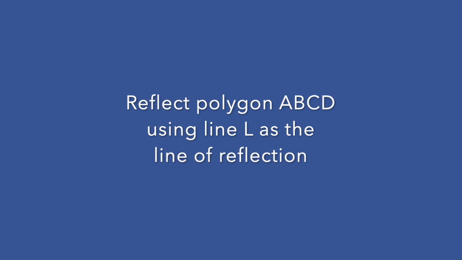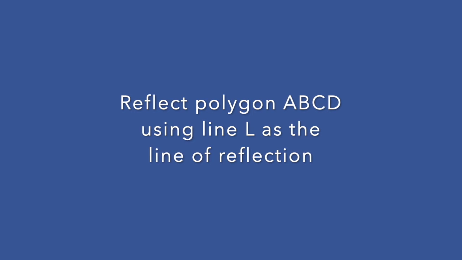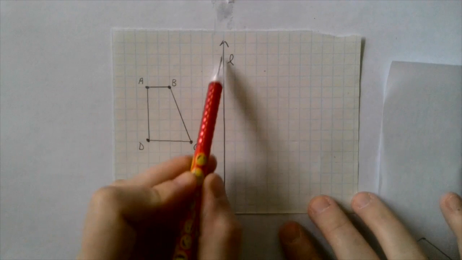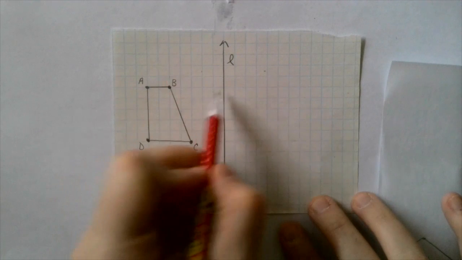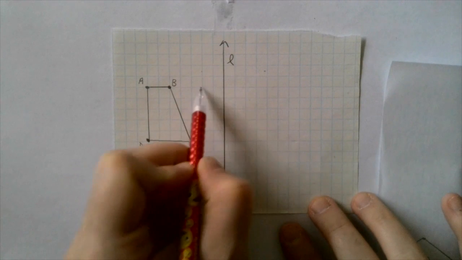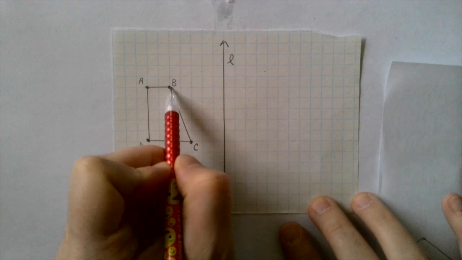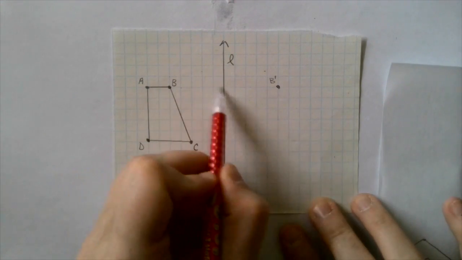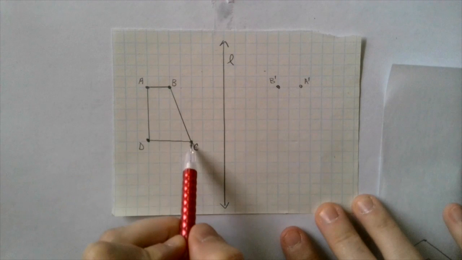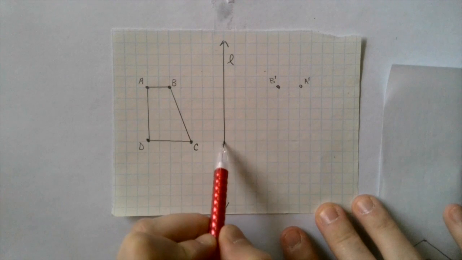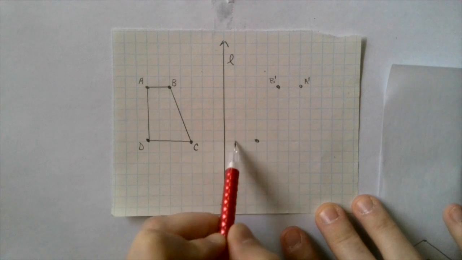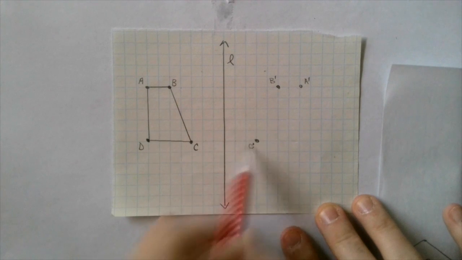We will now reflect polygon ABCD using line L as the line of reflection. Remember, a reflection is a mirror image of the figure. So I'm reflecting over line L. I'm going to check the distance that each vertex or point of my figure is compared to the line, and I'm going to move it in the opposite direction. As you can see, point C is 3 to the left of line L, so I'm going to move it 3 to the right, double checking, counting again, and then plotting the point.